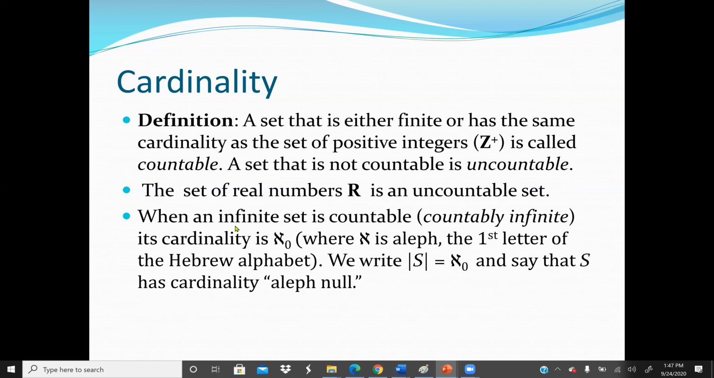Then here we say when an infinity set is countable, its cardinality is represented by this symbol here, where the symbol is aleph, the first letter of the Hebrew alphabet. So maybe some of you may know this. So we write S as aleph zero because that's the first value or element in the set.